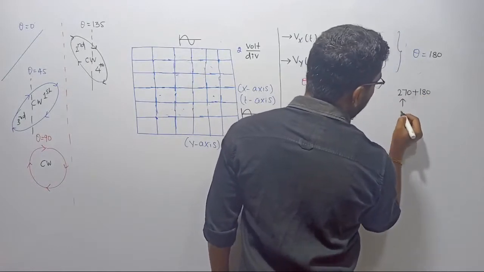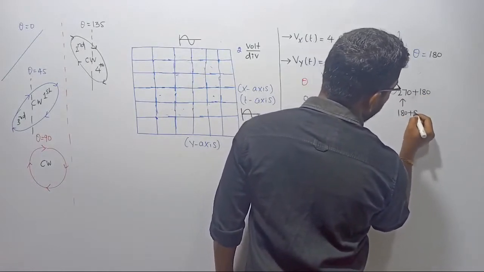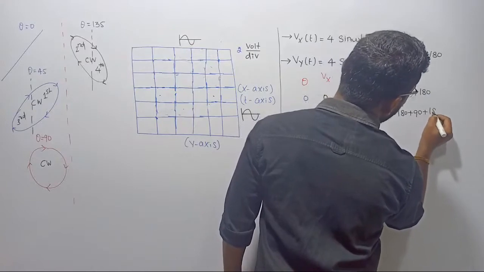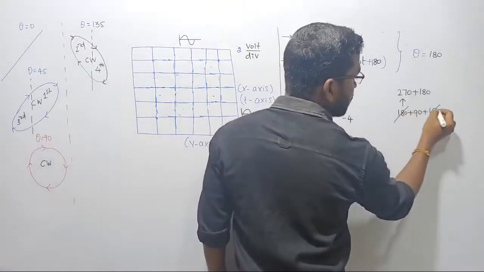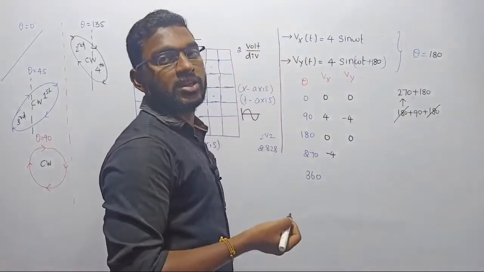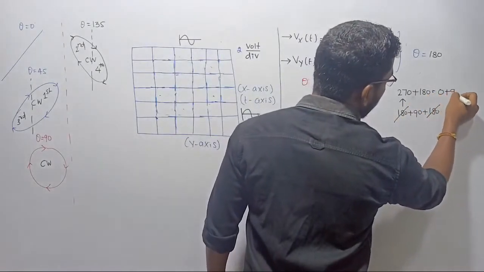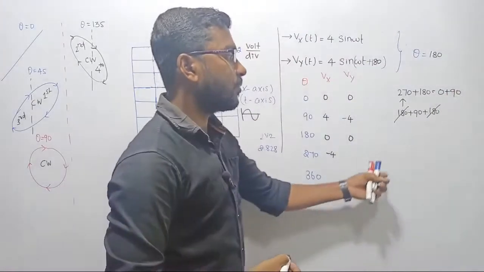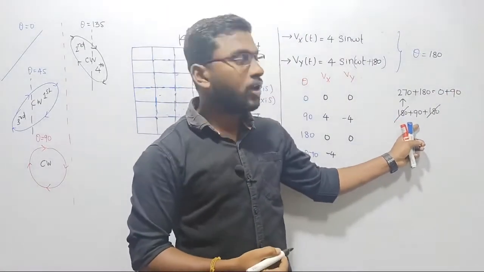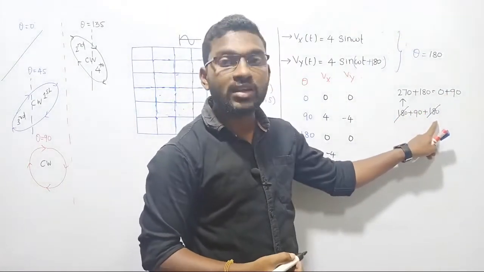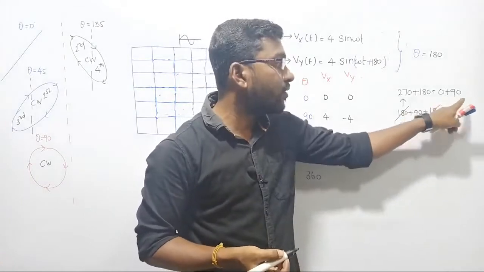This 270 can be written as 180 plus 90. Do you all agree with me? Exactly. So 180 plus 180 will be equal to 360, and 360 will be 0 degree. So it can be written as 0 plus 90 degree. Are you getting me? 270 can be split into 180 plus 180 plus 90. If you observe, 180 plus 180 will give you 360, 360 equals 0, and 0 plus 90 will be equal to 90 degree.